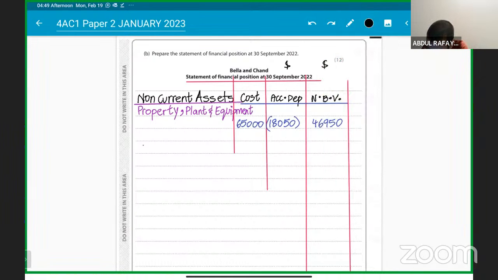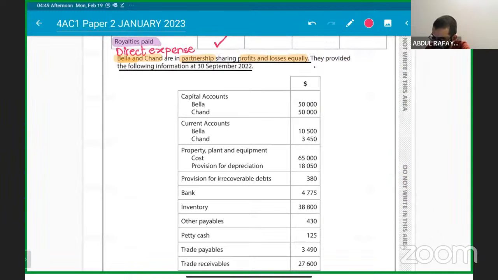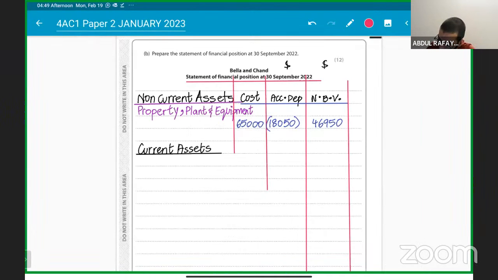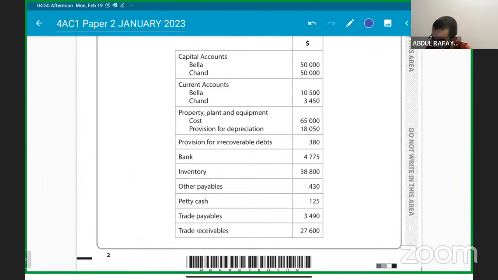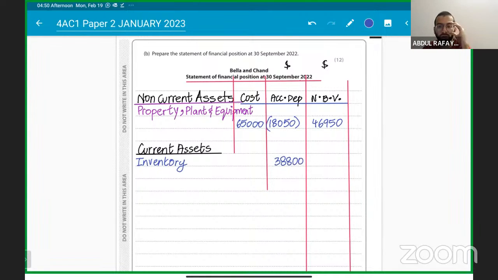Then we will do current assets, students. Current assets for this partnership in the balance sheet, that is the statement of financial position. How many current assets do we have? The first thing that comes to mind should be the inventory. So the first step will be inventory. Inventory is 38,800. Just remember that you should know the format and you will be able to do this.